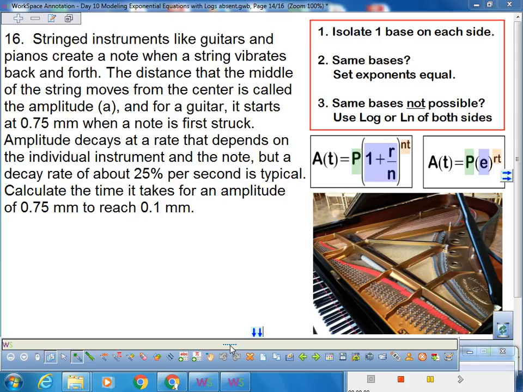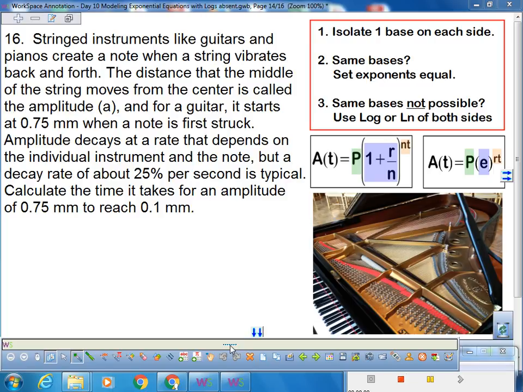When a note is first struck, amplitude decays, there's another key word, at a rate that depends on the individual instrument and the note, but a decay rate of about 25% per second is typical. Calculate the time it takes for an amplitude of 0.75 to reach 0.1. So is it one of these or the one you already know?